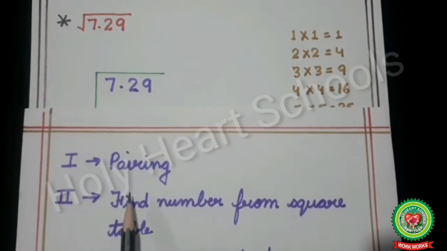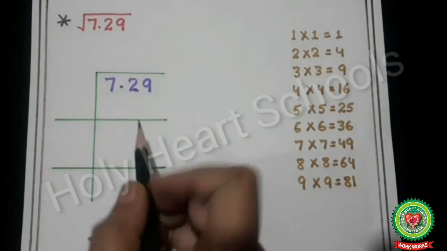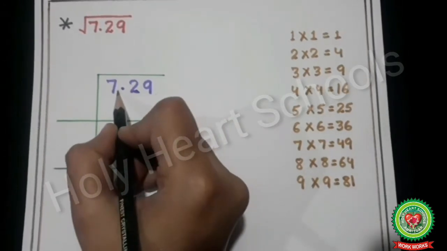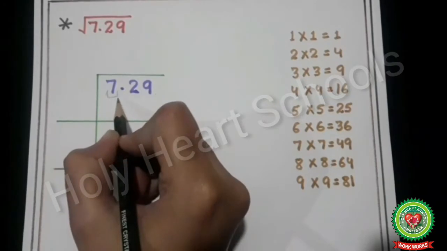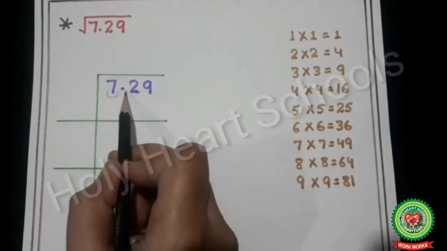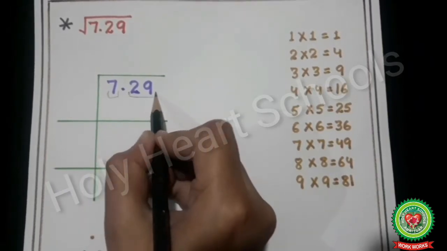Our first step is pairing, and in decimal numbers we know pairing are of two types. Before the decimal we do pairing from right towards the left like this, only one digit is there, so leave it as it is, and after decimal pairing should be done from left towards right.